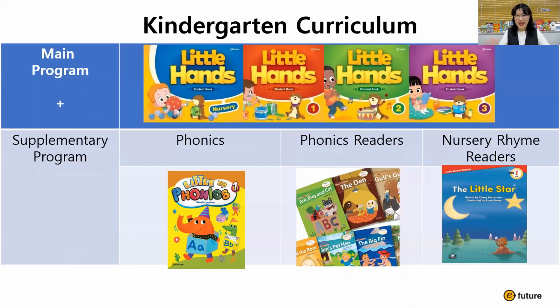Yes, you're okay. So now let's look at the kindergarten curriculum. Okay, so our main kindergarten program is Little Hands. Okay, so there are 4 levels, nursery and level 1 to 3. Okay, so this is for 3-year-old, 4-year-old, 5-year-old, and 6-year-old. Okay, and you can use this as a main program.